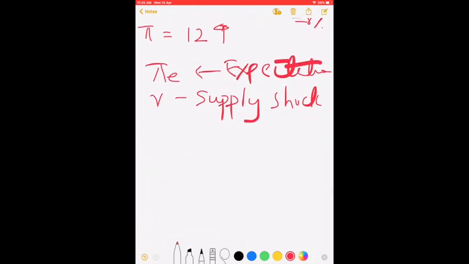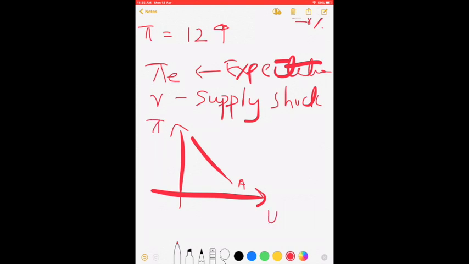In both the cases, what happens to the Phillips curve is, so this was your Phillips curve, the original one. If expectation about inflation goes up, this curve moves up. You have a new Phillips curve. If the expectation about inflation goes down, this Phillips curve moves inwards, and you have a different Phillips curve.